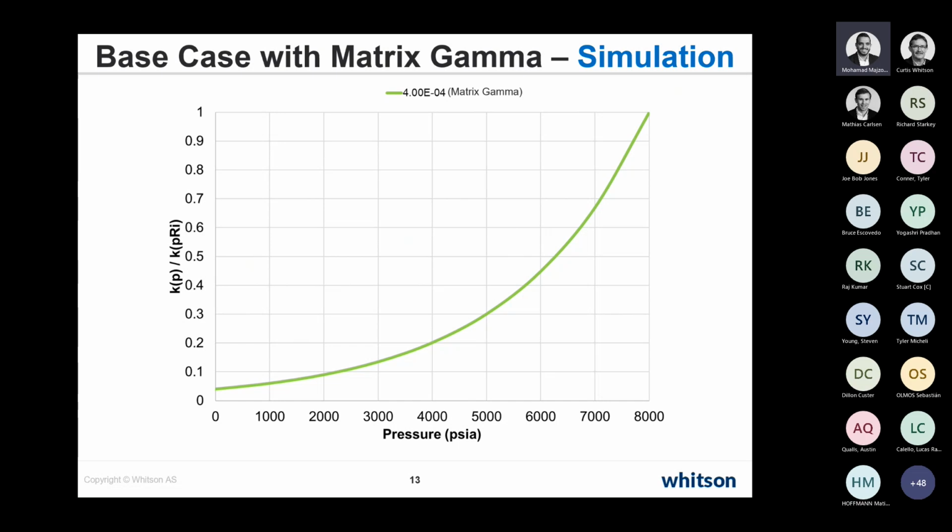So the simulation that we're going to be running now, and we're going to compare that to the base case, is we're going to include a matrix gamma of 4e minus 4 into our model. So we're going to see this type of pressure-dependent permeability shape, and that's what we're going to run our model with and compare. We're going to see how our multi-phase RTA workflows would handle that.